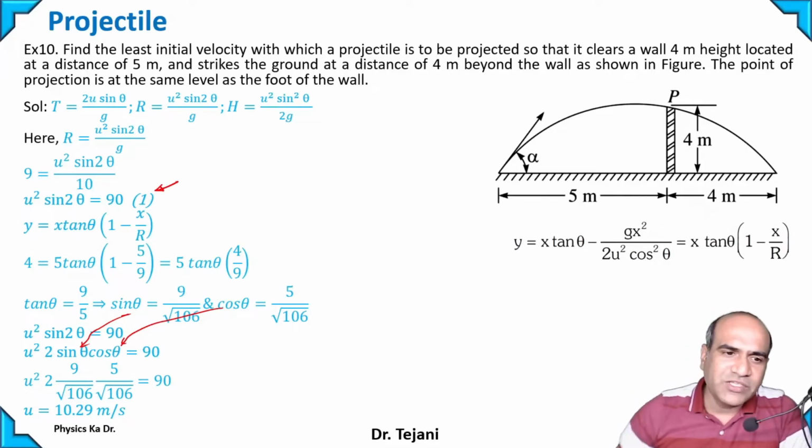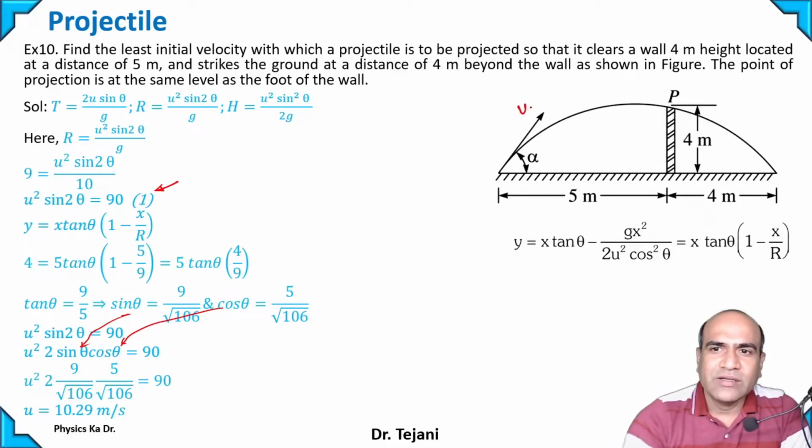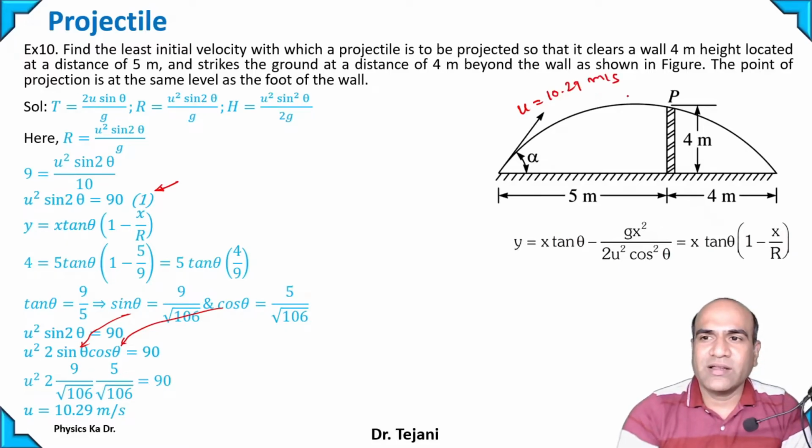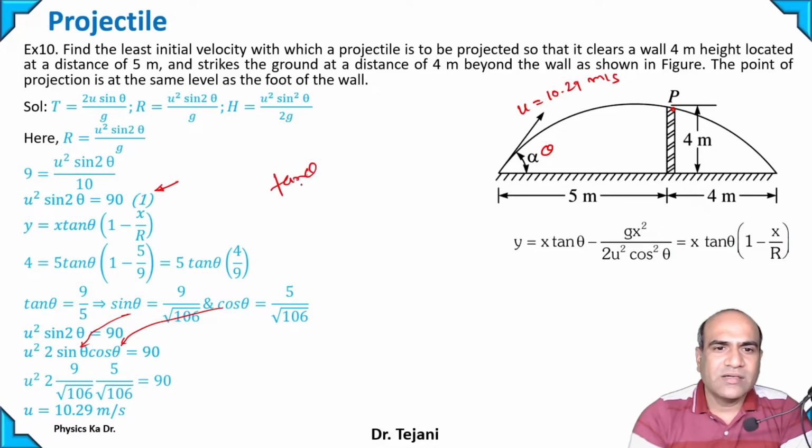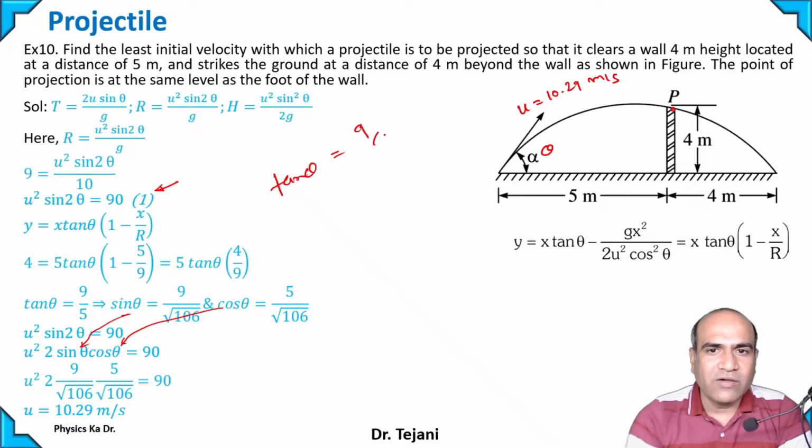If we have initial velocity u equal to 10.29 meter per second, we can reach this wall if it is thrown at a particular angle theta. If theta is asked, what can we do? We have the equation here. We have tan theta, it is already there. Tan theta is equal to 9 by 5. So we can have theta is equal to tan inverse 9 by 5. Right? Comment your answer, the final angle.